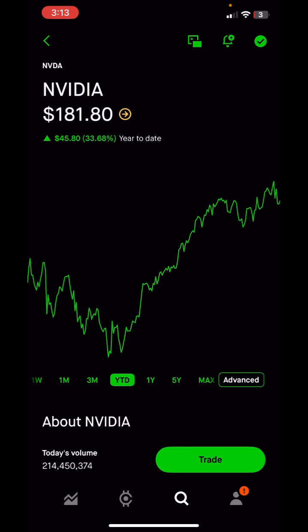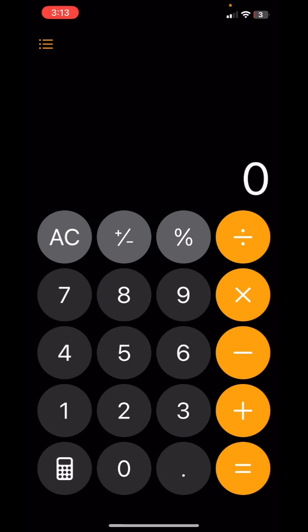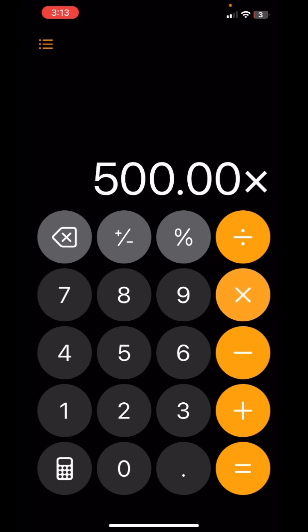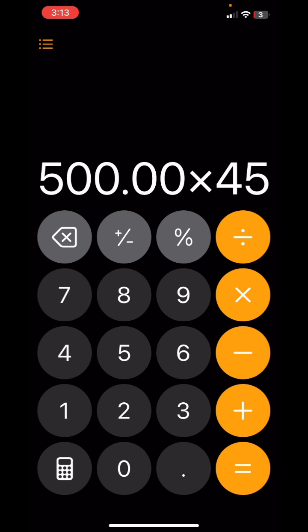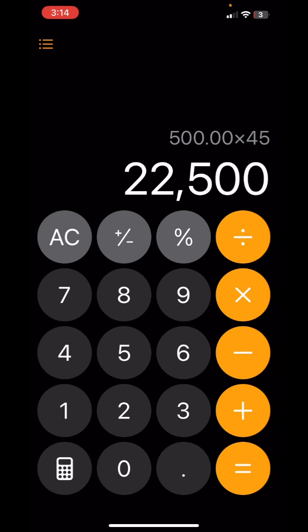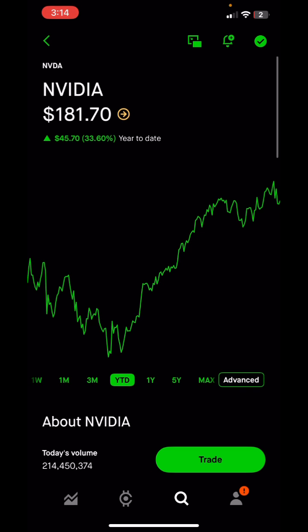So that's a $45 move. Do this last calculation. So what was that? A $45 move. So we got our 500 times 45 equals 22,000. So that's Nvidia. So you just had it 10 months. And I mean, you had an option contract for a year, but it's currently 10 months. Went up to 181. Now it might go higher than that.